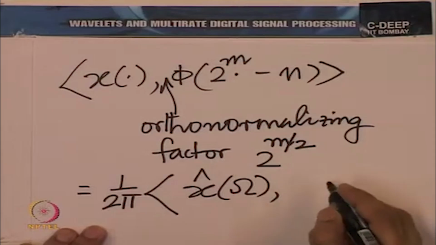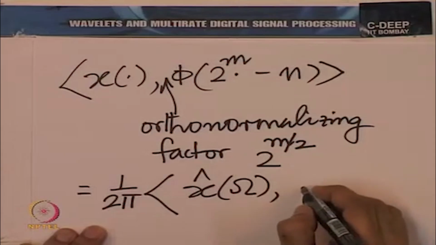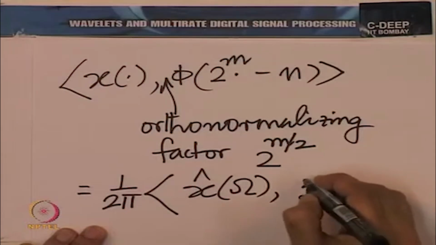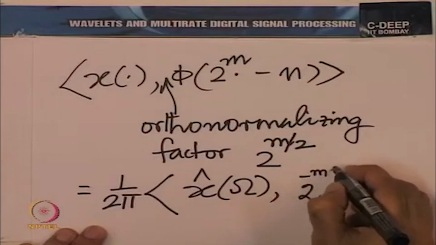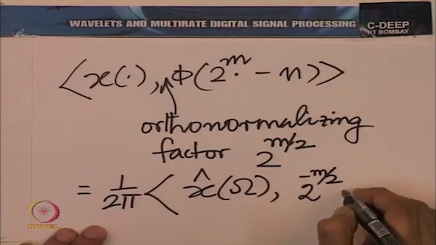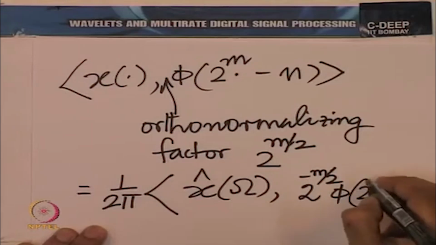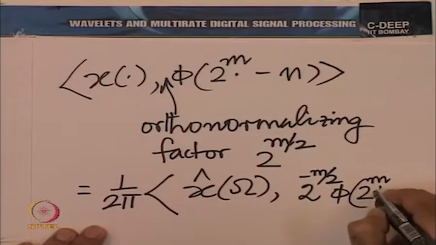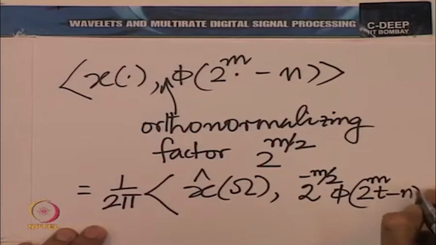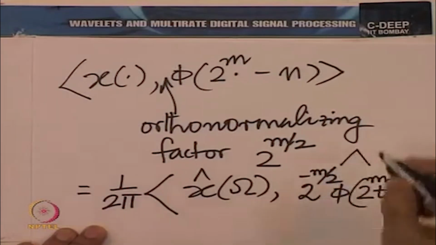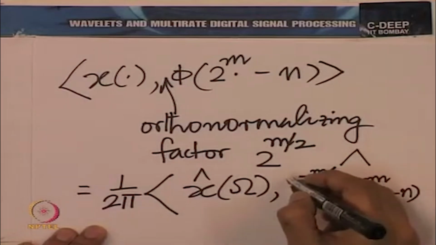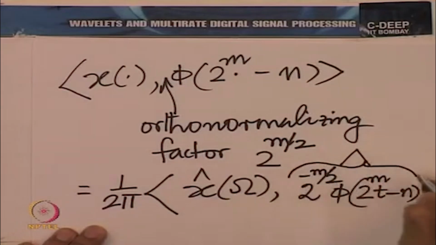And I shall write here the Fourier transform of this whole thing. So, please do not misunderstand what I am writing to be the expression itself, but understand it to be the Fourier transform of this. So, you have phi(2 raised to the power m t minus n), but take the Fourier transform. So, I am saying Fourier transform of this whole thing here.